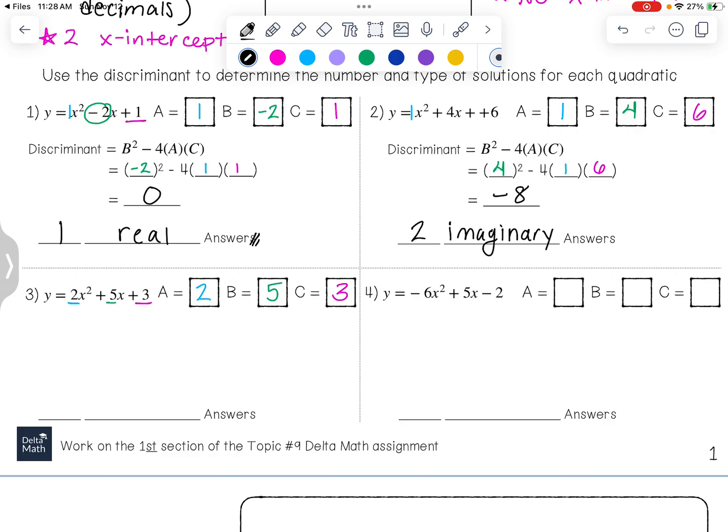So when I go to write my discriminant formula, I'm going to do my discriminant equals, okay, so it's B squared minus 4 times A times C. I'm just going to plug in my numbers. So I've got 5 squared minus 4 times 2 times 3.